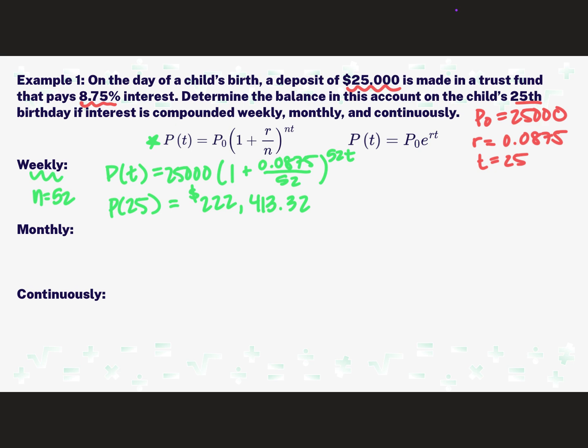Switching that now to a monthly basis, our interest compounded monthly, we're still going to use that first formula, but now n is going to be 12, since there are 12 months in a year. So our function is going to look almost exactly the same, but n in both places is going to be replaced with 12.